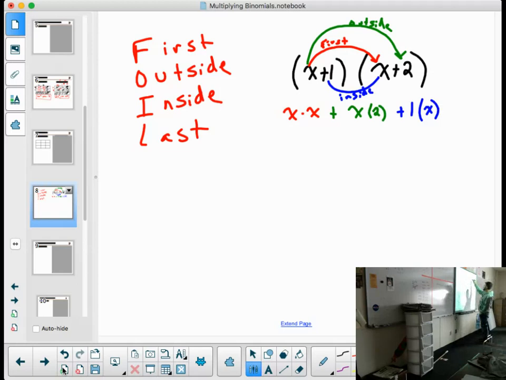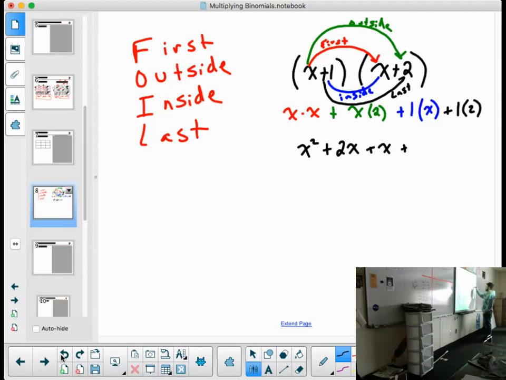And then last is the last term in each binomial. So the 1 must multiply by the 2. That's the last. When you simplify this all, x times x is x to the second power. x times 2 is 2x. 1 times x is just x. And then 1 times 2 is 2. Combine those middle two terms and we've got our product: x squared plus 3x plus 2.